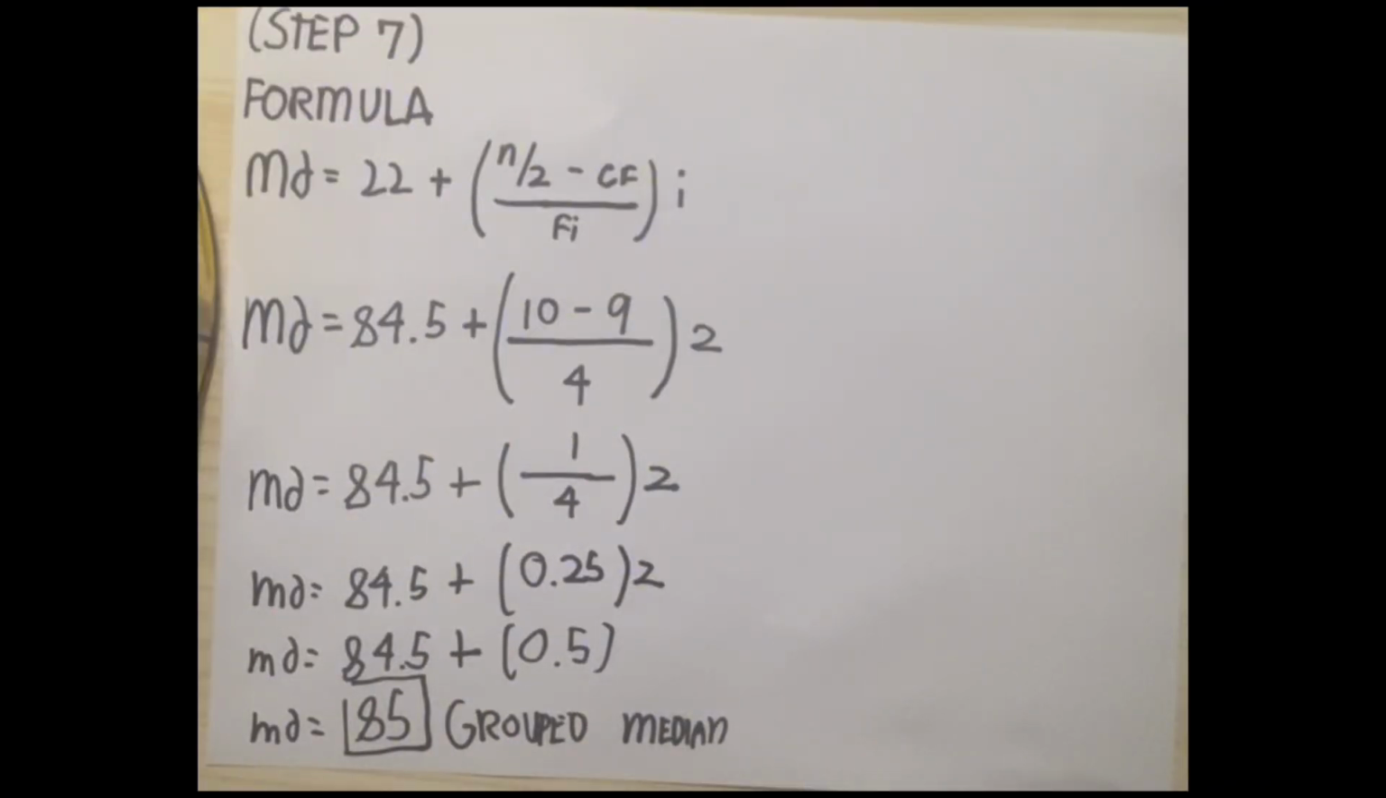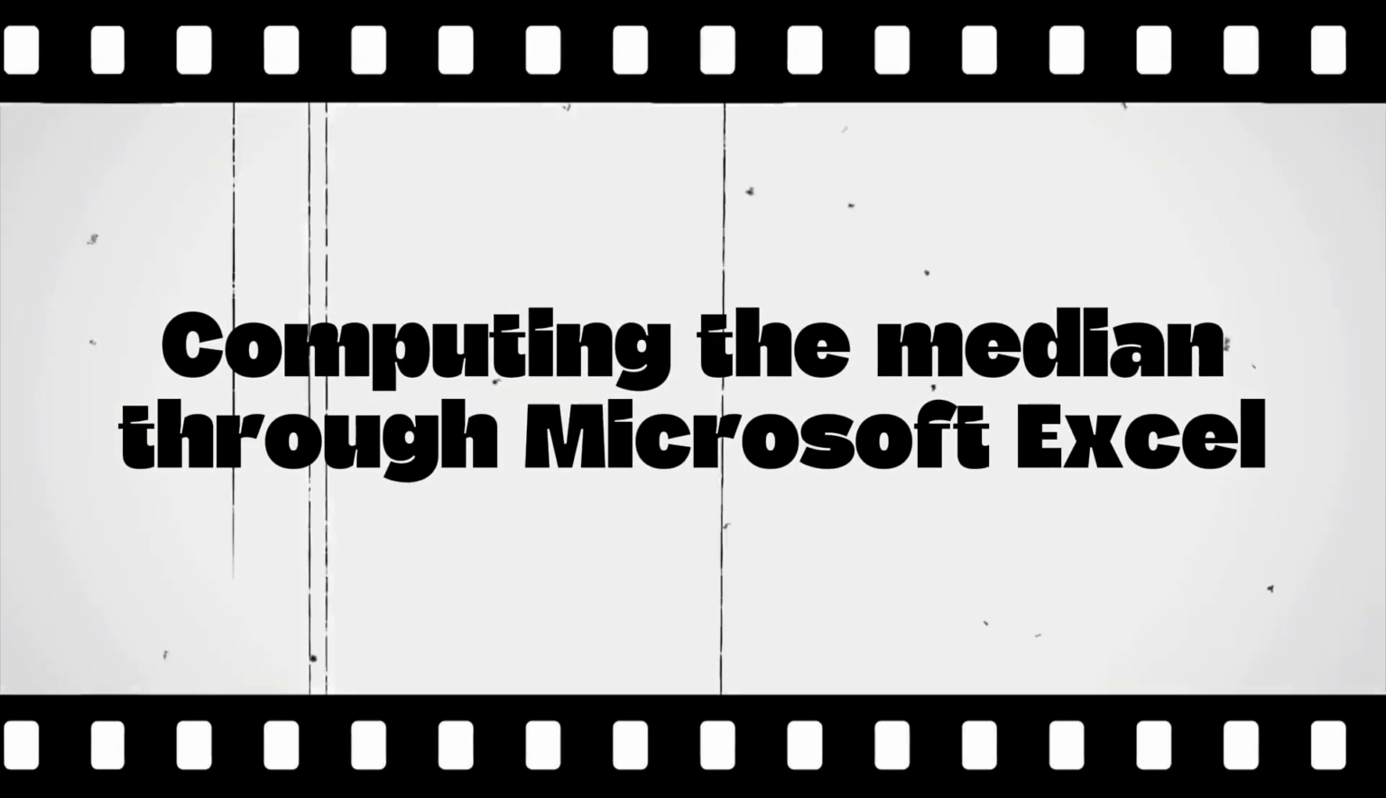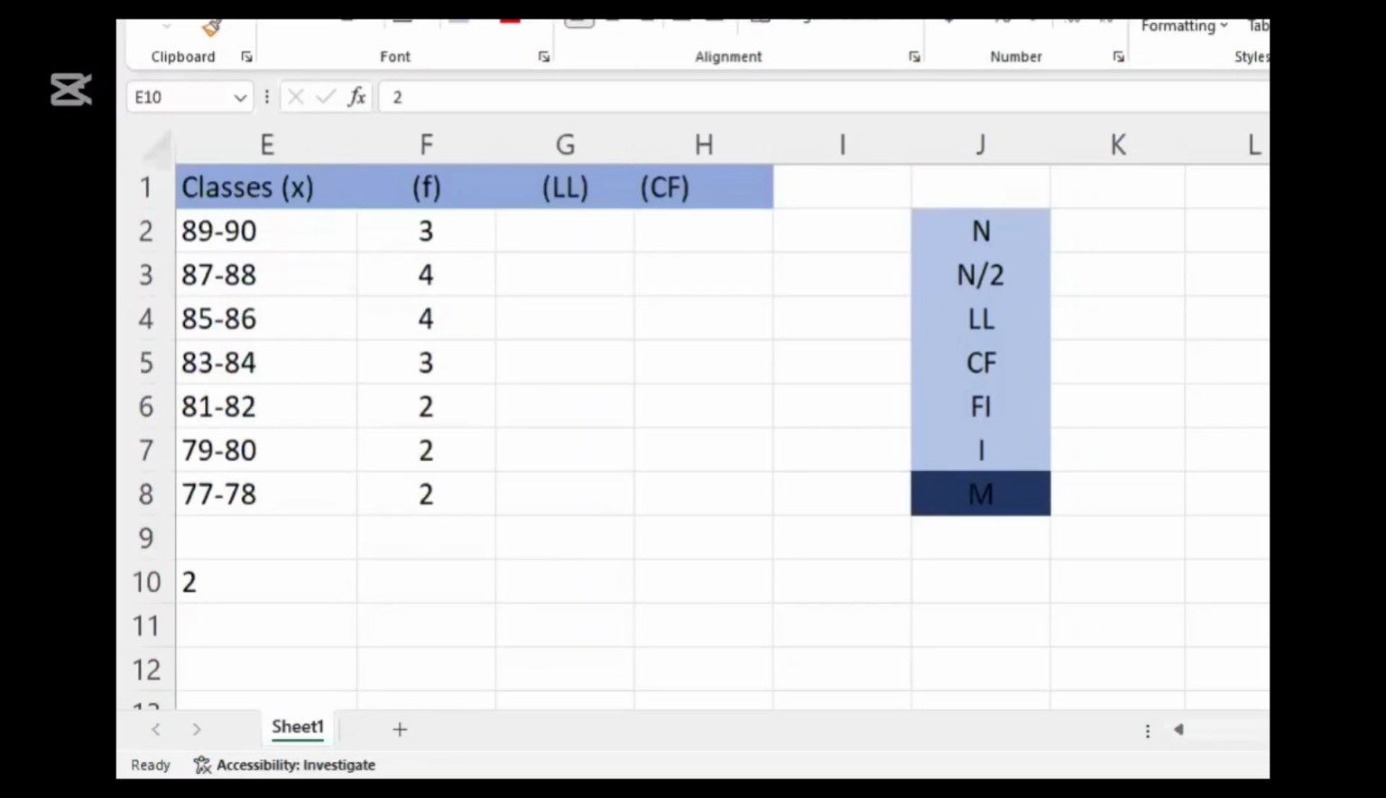Now, that is it for our manual computation for group median. Let us now go over our computation or our formulas in Excel and SPSS to get our group median in those softwares. We will be computing for the group median through the software of MS Excel. So this is a step-by-step procedure, and without further ado, let us start.